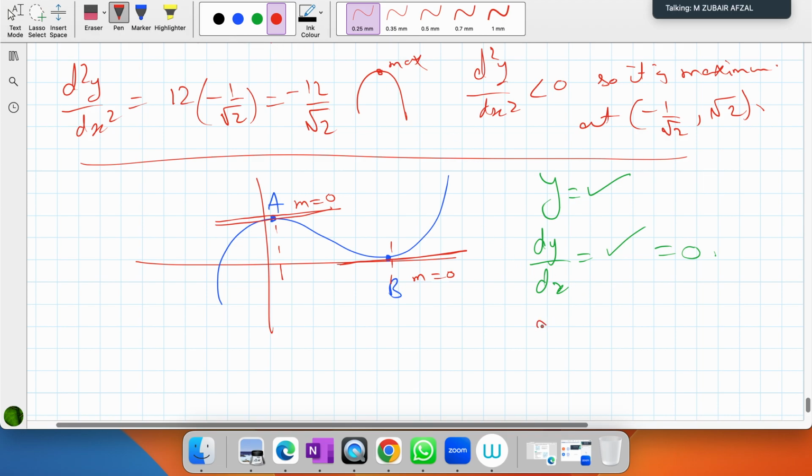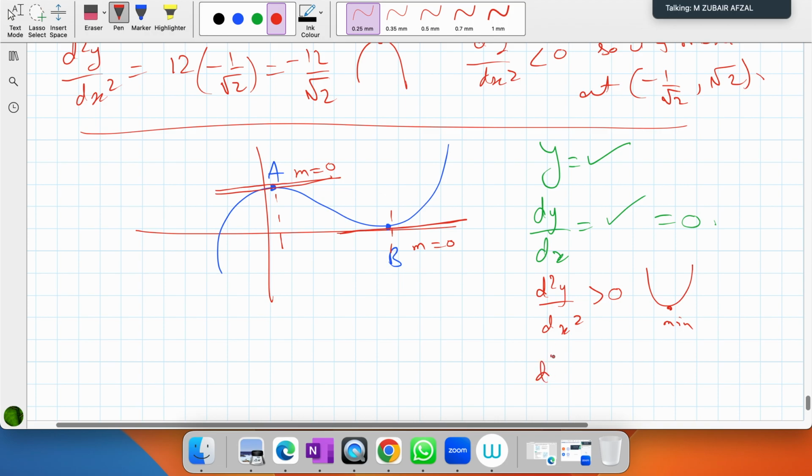And the third step is d square y over dx square. Greater than 0, positive. Positive people always smile, and smiley faces give you a minimum point. And if it is d square y over dx square less than 0, that is negative. Negative is sad, and that gives you a maximum point. Is it clear?